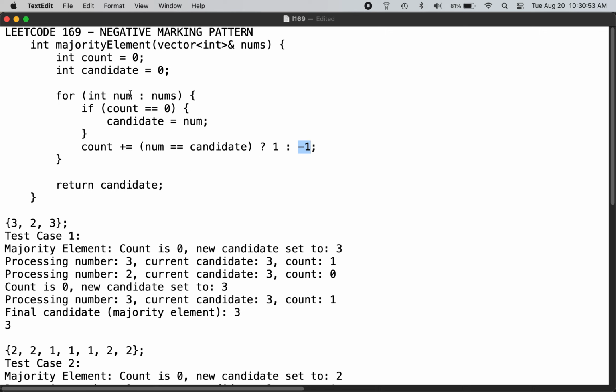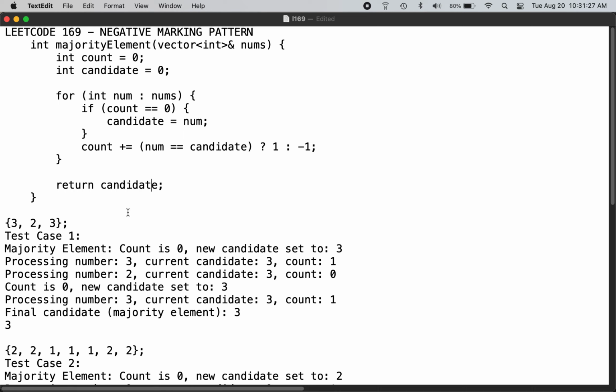And when it actually reaches 0, you pick a new candidate. With 3 2 3, the count goes 1, then 0, and then you pick up 3 once again because this 3's count of 1 has been reduced to 0 by this 2. So new candidate is once again set to 3. As we have seen in the problem, there is a majority element, and so you return the candidate.